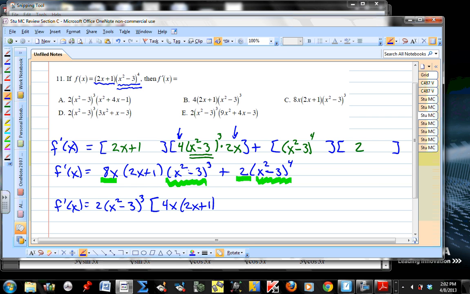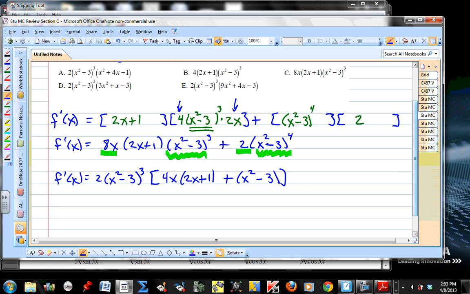All of the x squared minus 3 factors have been factored out. The 2 has been factored out. And we're left with just 1 factor of x squared minus 3. Still doesn't match any of the answers listed, but we are getting closer.